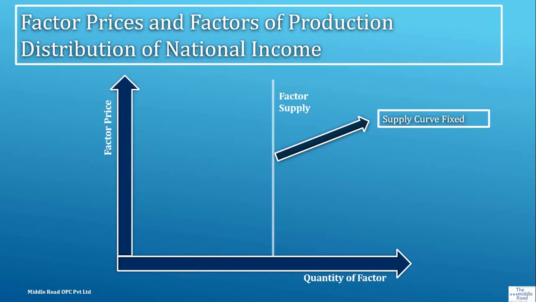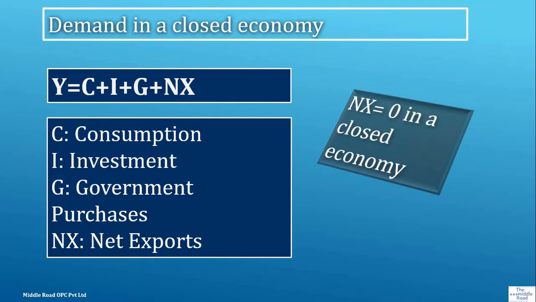Now we know that when we are trying to see demand in an economy, NX is going to be 0. We are considering a closed economy just for simplicity. We'll also come to an open economy, but for this example, we are taking the case of a closed economy. We are focusing on demand in a closed economy. Now we know the four functions. In a closed economy NX is 0, there's no export or import.